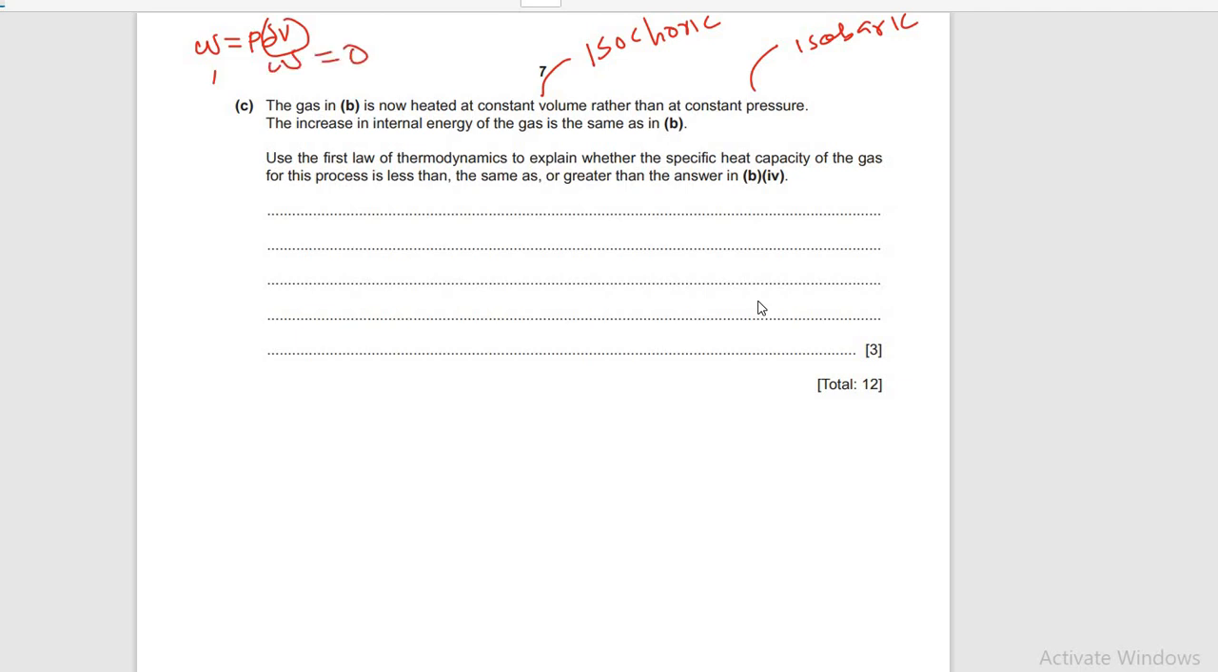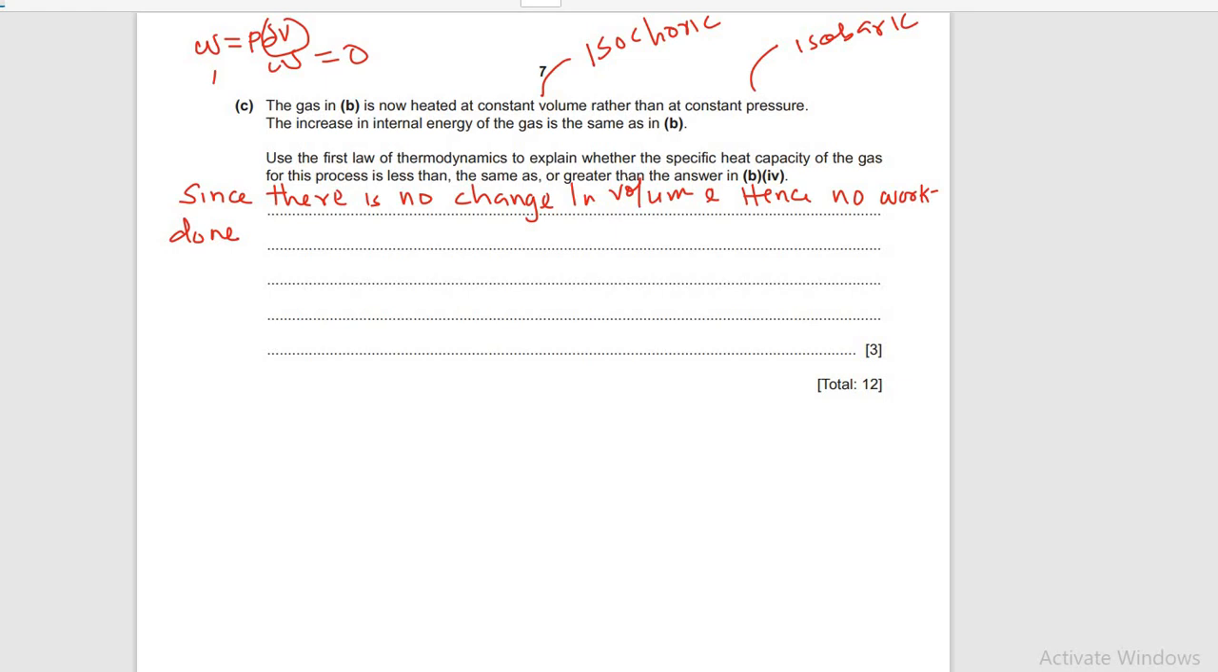That's the first point. So I'm going to write, since there is no change in volume, hence no work done. And the question also said that the increase in internal energy of the gas remains the same.